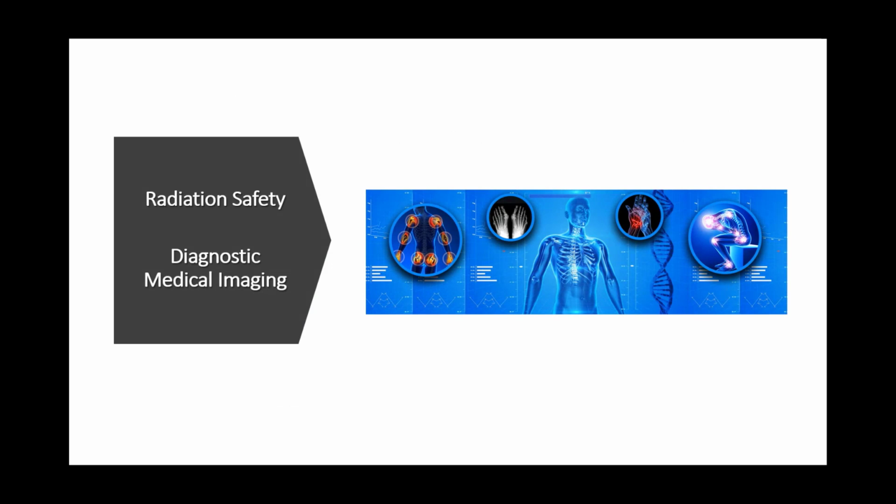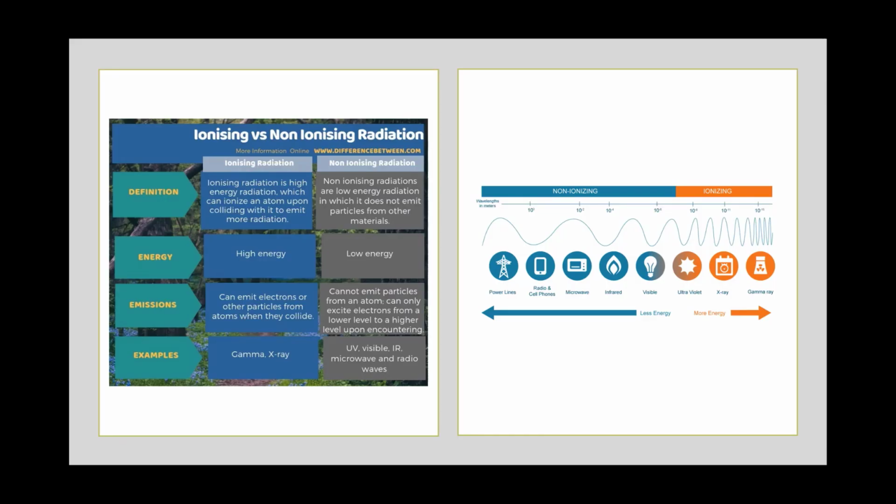We'll now concentrate on radiation safety from the perspective of diagnostic medical imaging. Medical imaging can use radiation to create medical images. Radiation can be divided into 2 categories: ionizing radiation and non-ionizing radiation. When we look at this, we think of radiation as being energy. So we're looking at the energy which cannot ionize an atom. This is non-ionizing radiation.